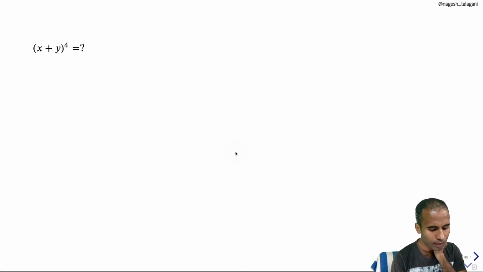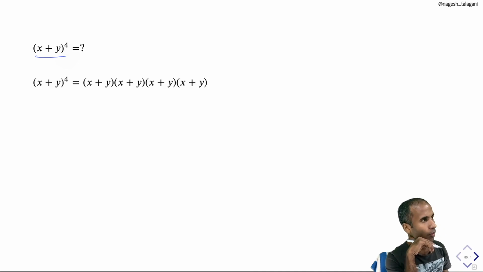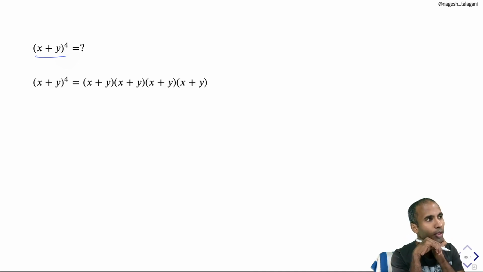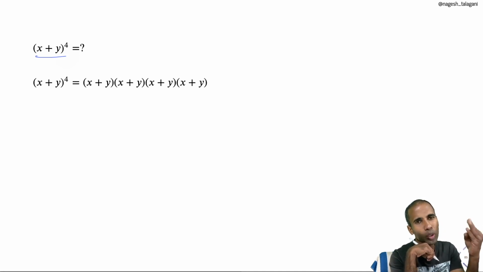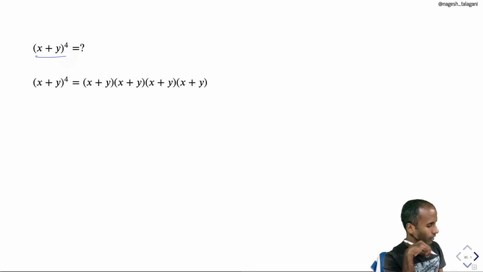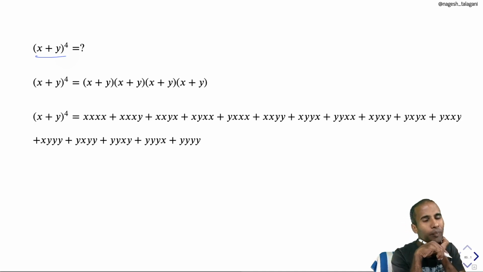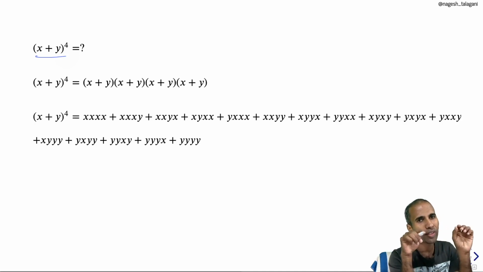Okay, what should be the expansion for (x plus y) to the power of 4? We know the meaning of (x plus y) to the power of 4, which means (x plus y) into (x plus y) into (x plus y) into (x plus y), 4 times. If we multiply, we get 2 into 2 into 2 into 2, 2 to the power of 4 terms, right? Because to make a term in each factor, we can use either x or y. So we have two choices. So 2 into 2 into 2 into 2, 2 to the power of 4. Total 16 terms like this we'll get. These are all 4-permutations of x and y you can make.